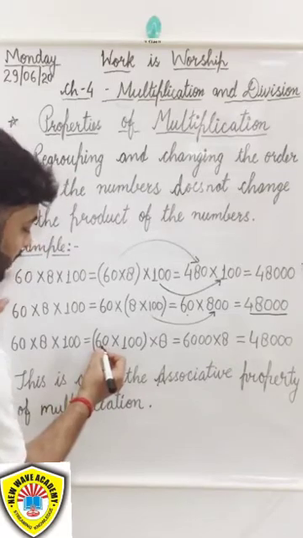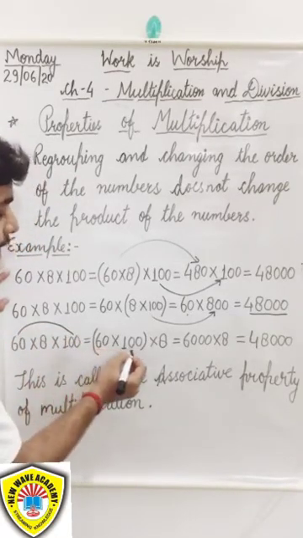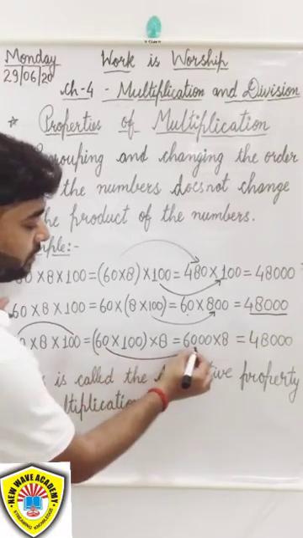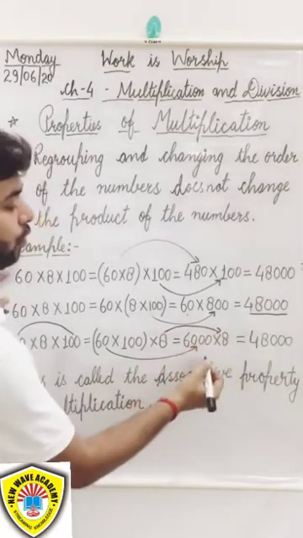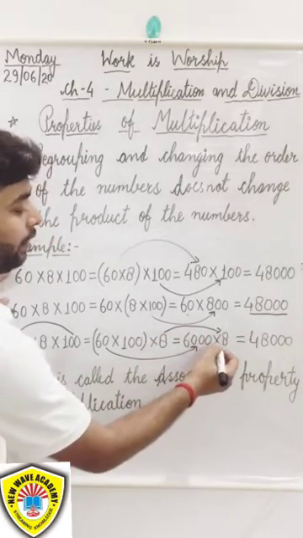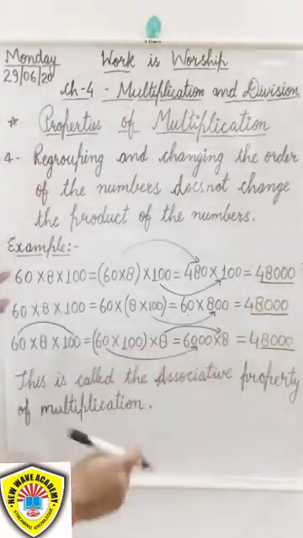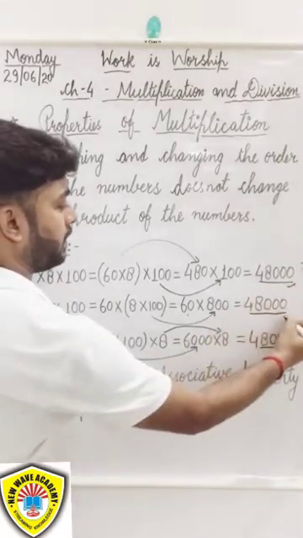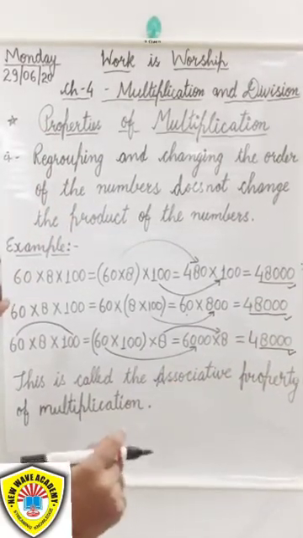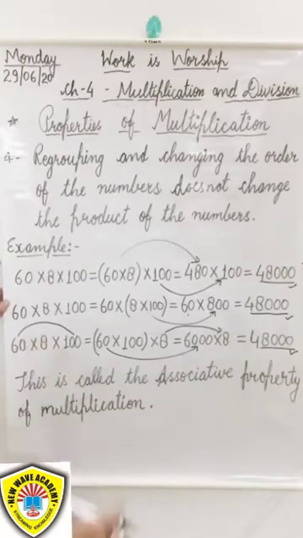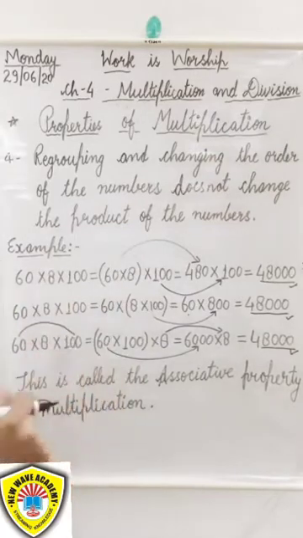In the next step, we will change the order of the numbers. First of all we will multiply 60 by 100. So what is the product we will get? 6,000. And after that we will multiply 8 by this product. So 6,000 into 8 is 48,000. In all the steps, the product will remain the same. So this is called the associative property of multiplication, in which regrouping and changing the order of the numbers does not change the product of the numbers.